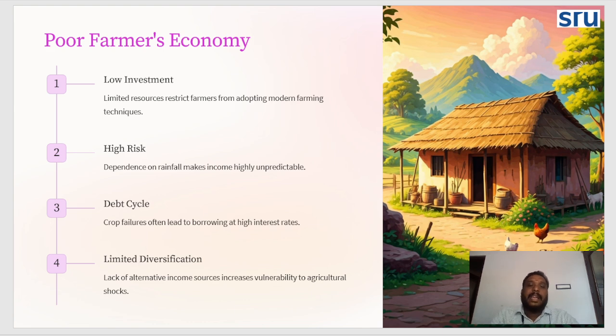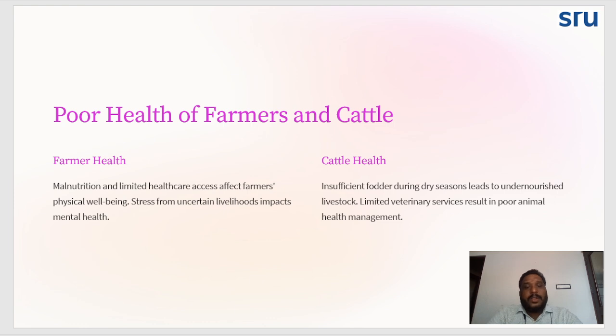So it is advised that the farmer should have alternative sources of income also, so that his financial status won't go down. Next is the poor health of the farmers and cattle.